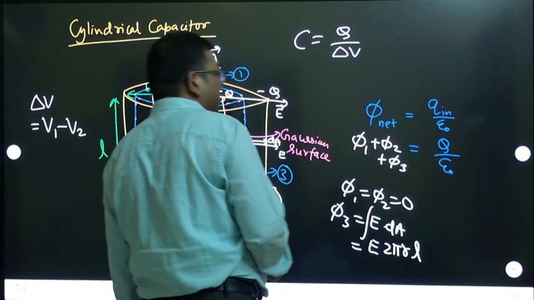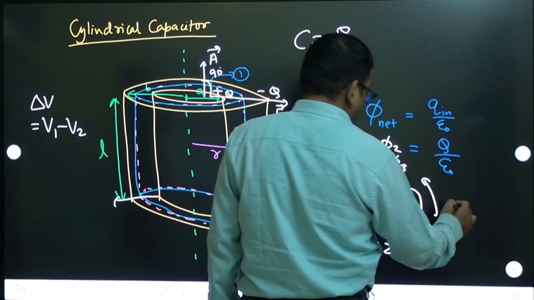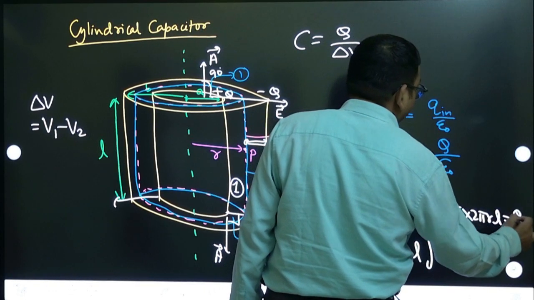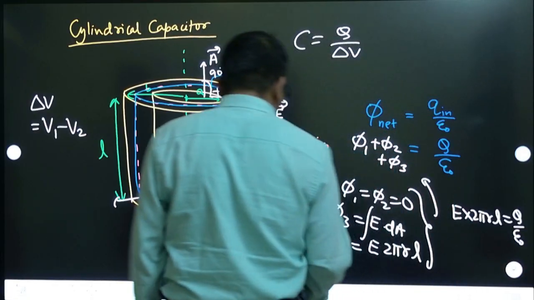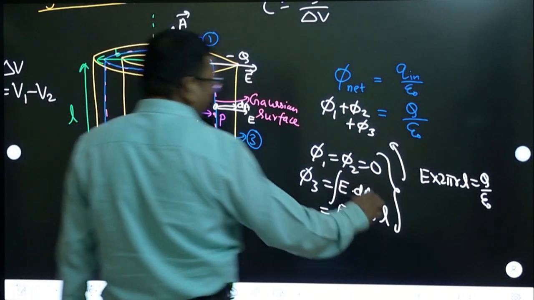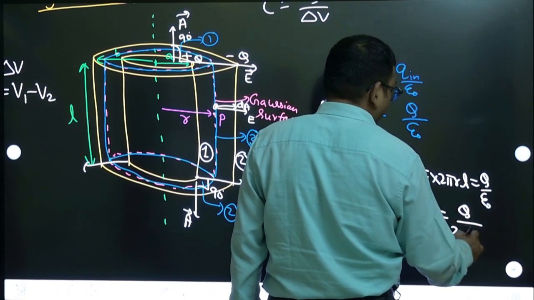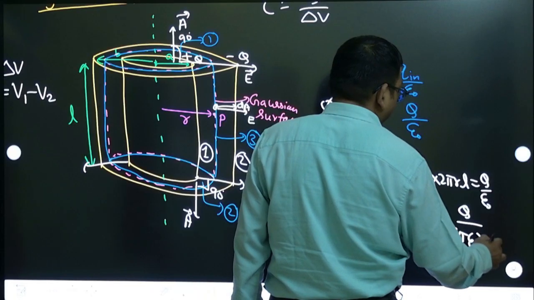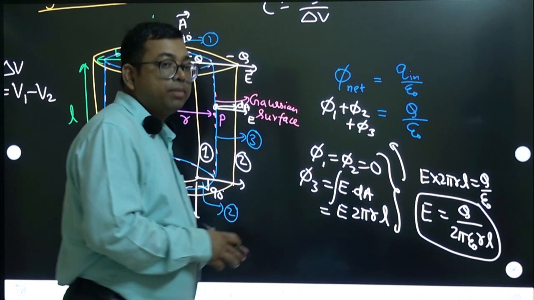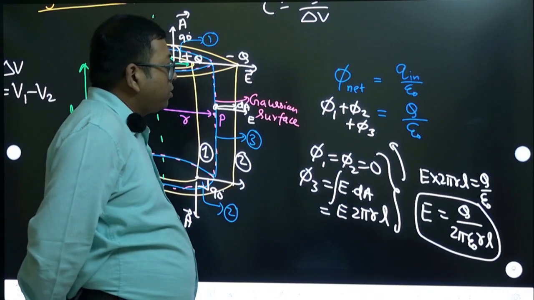Now you can substitute all these values in the Gauss law. So you will get E into 2 pi r L is equal to charge by epsilon naught. From here you get the electric field. The electric field is going to be charge by 2 pi epsilon naught r L. This is the electric field. Okay, so you have got the electric field.